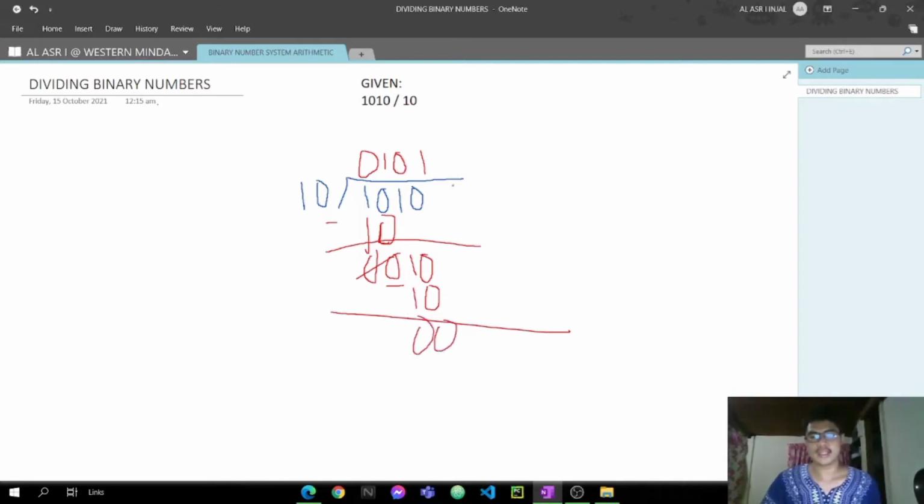So we can see that no numbers are left to bring down. So this one is the final answer, base 2. That's all.